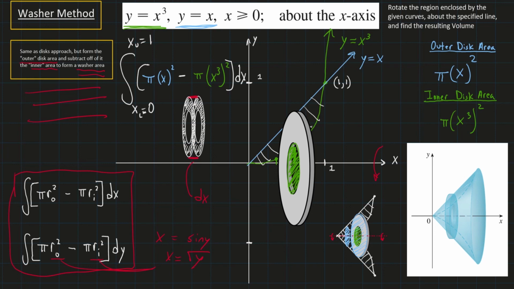And just be careful, because all of the stuff that makes disk problems hard, I mean rotating about the y-axis or any vertical axis or any horizontal axis for that matter, all those traps are going to be in washer problems too, because washer problems are really just two disk problems. So just watch out for all that. But that is it for the washer method. If you want some practice using this method, I'll have a video in which we go through some practice problems.